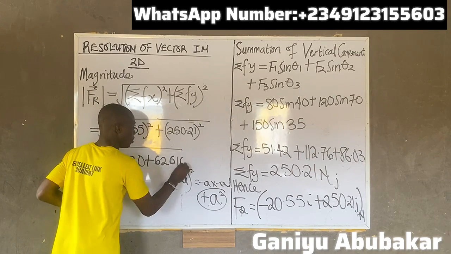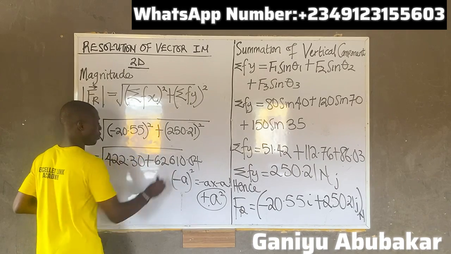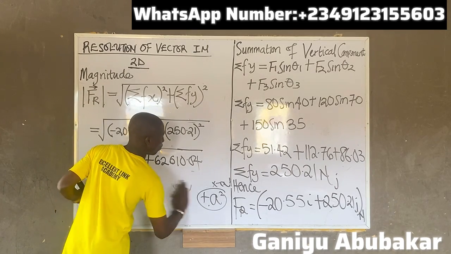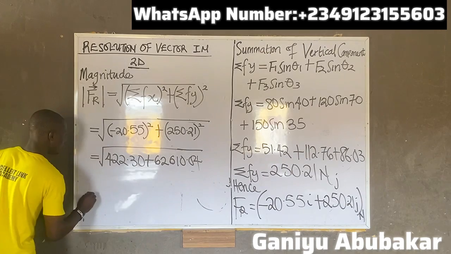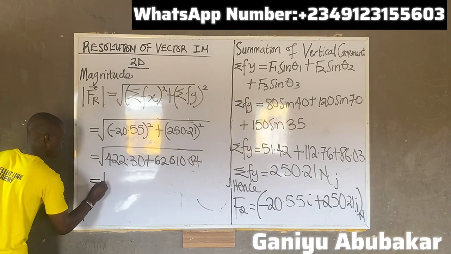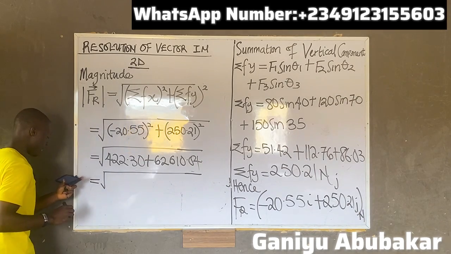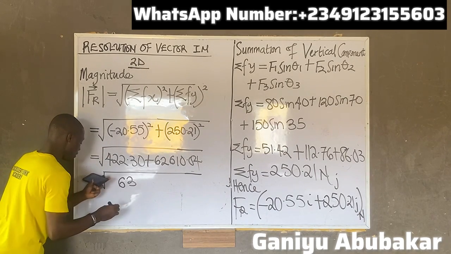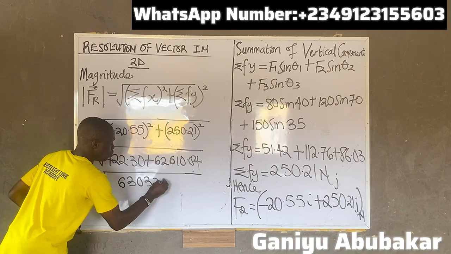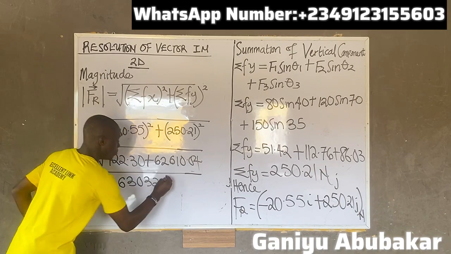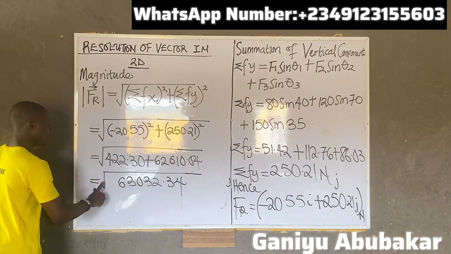6261.04 as the value here. I will sum them up and see what we get. This gives you the square root of, so I'll sum these two up. What do I get there? That gives about 63032.34. Take the square root of this value.